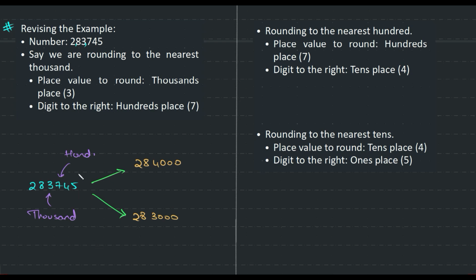That depends on what? That depends on the hundreds position. What is the hundreds position? You have 7. So 7 is a rounding up value. So the answer is this. You guys got that? So try the next 2 scenarios.